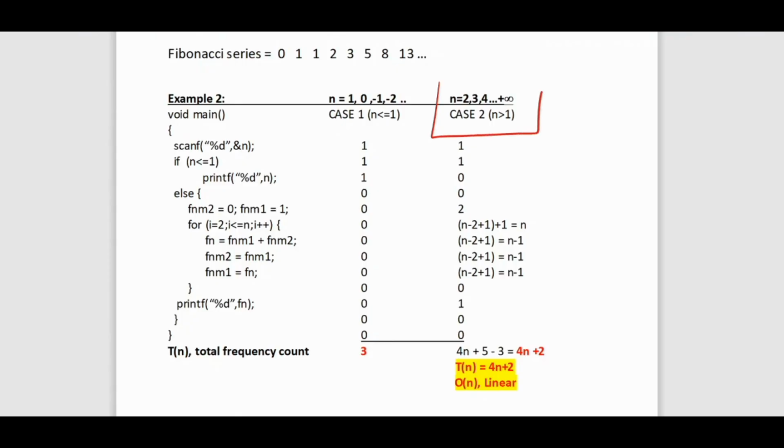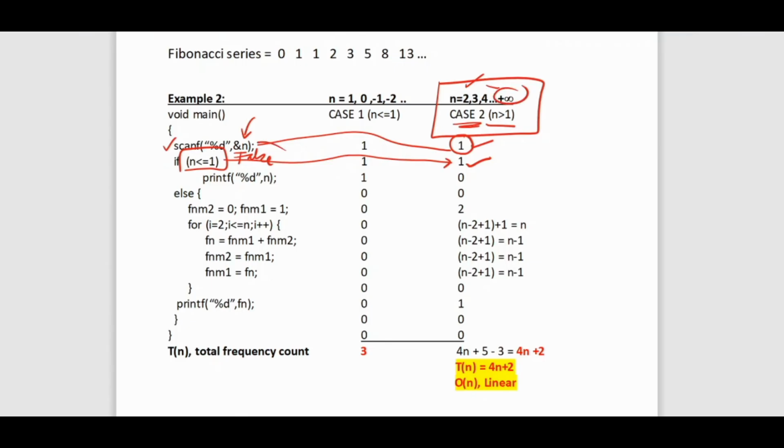Under case 2, that is, if the value of n that the user inputs here is greater than 1, this is executed, so you have a frequency count of 1. After that, this condition is evaluated, so this line is executed. That's why you have here a 1. Since this is false, because we are now under case 2, where the values of n are 2 up to positive infinity, the third statement is not executed. That's why you have here 0.